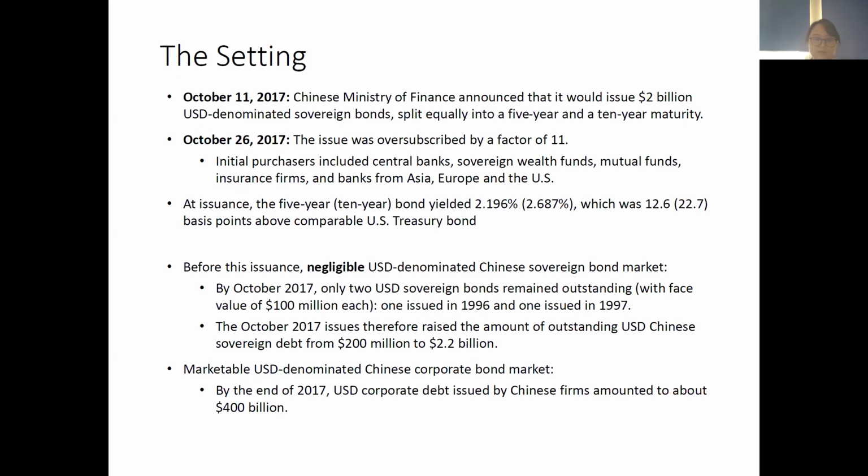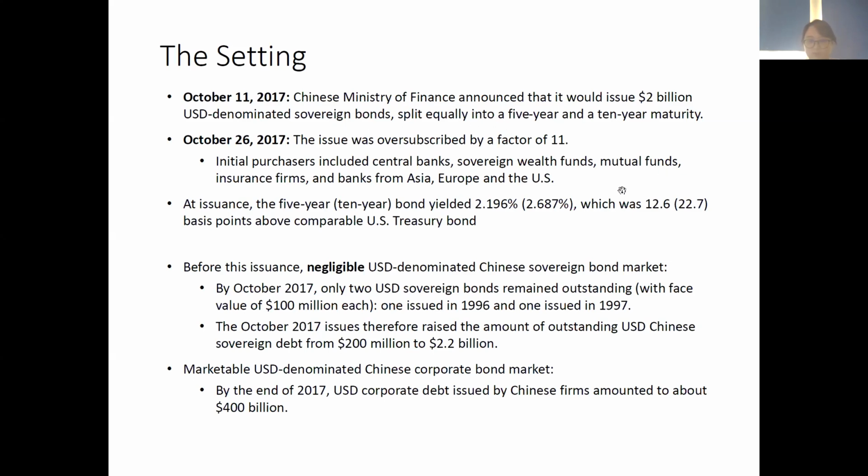setting in China. So on October 11, 2017, the Chinese Ministry of Finance announced that it would issue 2 billion USD denominated sovereign bonds, split equally into a 5-year and a 10-year maturity. Right, that October 11, 2017 is the announcement day for the issuance. The actual issuance then happened about 10 days later, on October 26th.